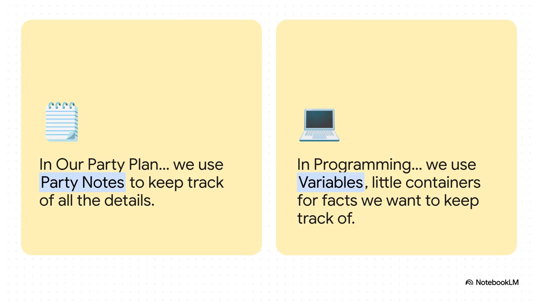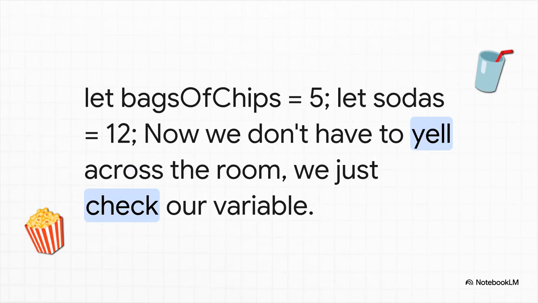Think of them as just little containers for facts, little bits of info that we want the program to remember for us. And just look how simple this code is. We're literally just telling the computer, hey, let the number of chip bags be 5, and let's say the number of sodas is 12. That's it. You just made a variable. So instead of yelling across the room, hey, how many sodas we got? Now you can just check your note.